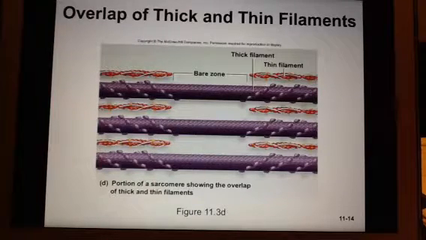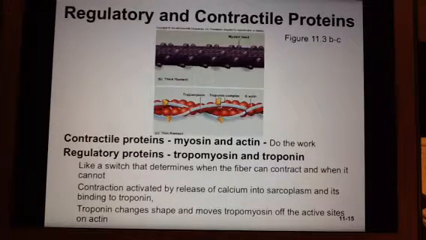This is showing a sarcomere, or part of one, not the whole thing. And you can see the size of the thick filaments compared to the thin. That bare zone that we see is going to be the part of the striation that you're able to see under the microscope. And I think we're going to get to that after we talk about these proteins.